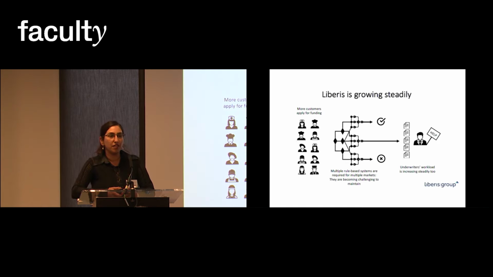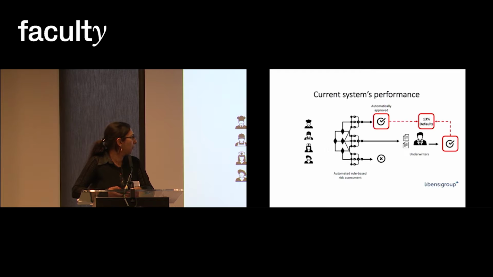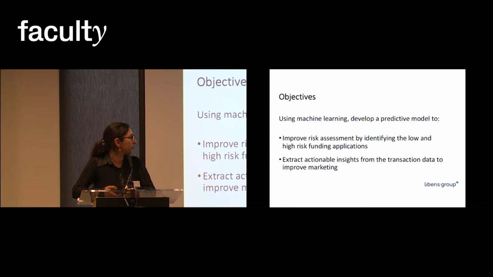So Liberis is growing steadily, and that means that the cases which need to be reviewed by underwriters are also increasing steadily. On the other hand, Liberis is growing into new markets, and that means that this rule-based system needs to be tailored for each of the markets specifically. Over time, tailoring and maintaining this rule-based system is becoming a challenge for Liberis. So overall, out of the approved cases, 13% of them would default and not pay back Liberis fully.